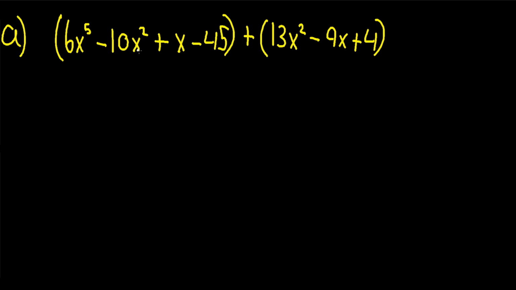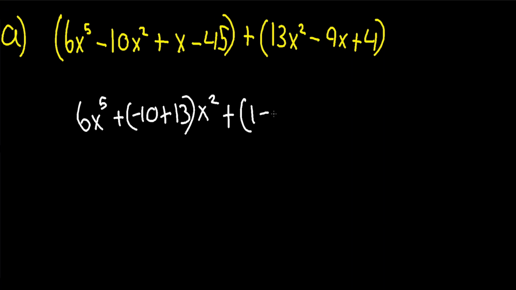So to start, we see no other term in the other polynomial has a power of 5, so we can write 6x to the power of 5 on its own. And now, as I said previously, -10x squared and 13x squared have the same exponent, and so we're going to add them together. Now again, we can see that x and -9x both have an exponent of 1, and so we're going to add the coefficients together, which are 1 and -9.